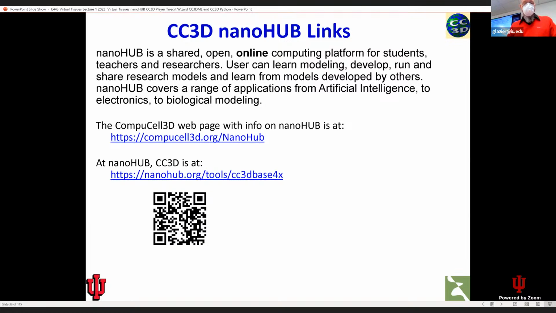If you have CompuCell running on your computer, that's fine. If you don't have CompuCell running on your computer, it probably takes a little bit of time to download it. And so I would recommend going to nanoHUB. I encourage everybody to set up a nanoHUB account. It only takes a few minutes to do it. So I'd like people either to launch CompuCell locally or go to nanoHUB. This QR code will take you to CompuCell on nanoHUB if you do that.